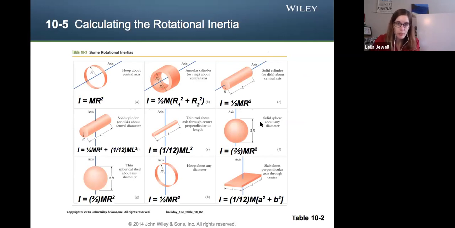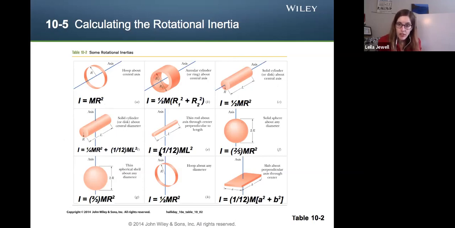So we look at each of the shapes here, such as a hoop, and it tells you about the central axis. That's how the hoop is rotating, that it is rotating around that long vertical line. You could also then have a ring, right? So something that's not super thin, or solid cylinder or disc about the central axis. Notice there's also a solid cylinder or disc about the central diameter. So that's saying in the first one up here in C, it's rotating about the central axis, so it's just going side to side. But in D here, it's about the central diameter, so it's rotating instead end over end, is what that's trying to depict.